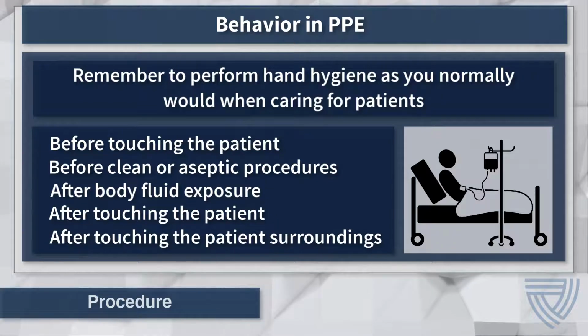Limit touching surfaces in the patient care area, as this may lead to glove contamination and the spreading of contamination to other areas. Be mindful that the parts of the PPE most likely to become contaminated are the hands, arms, and torso.